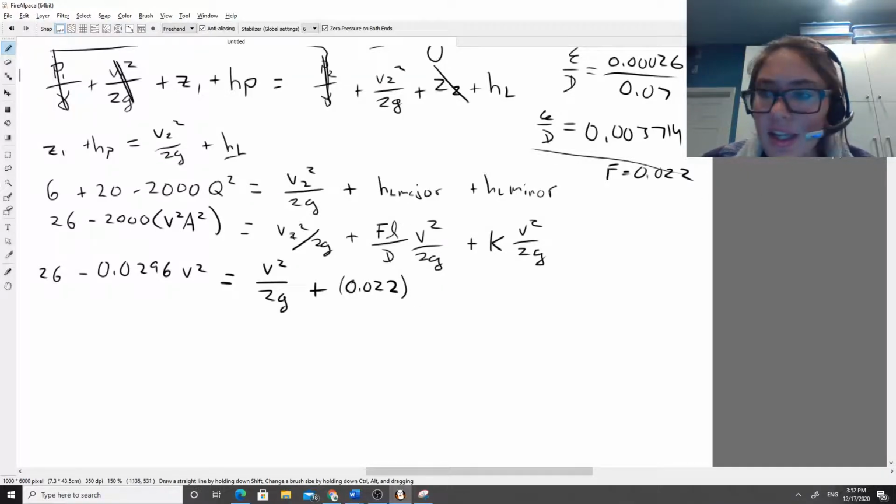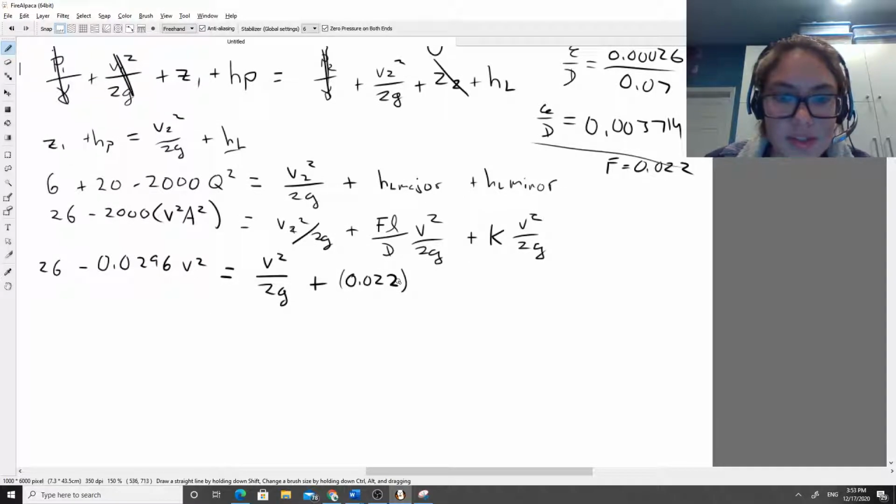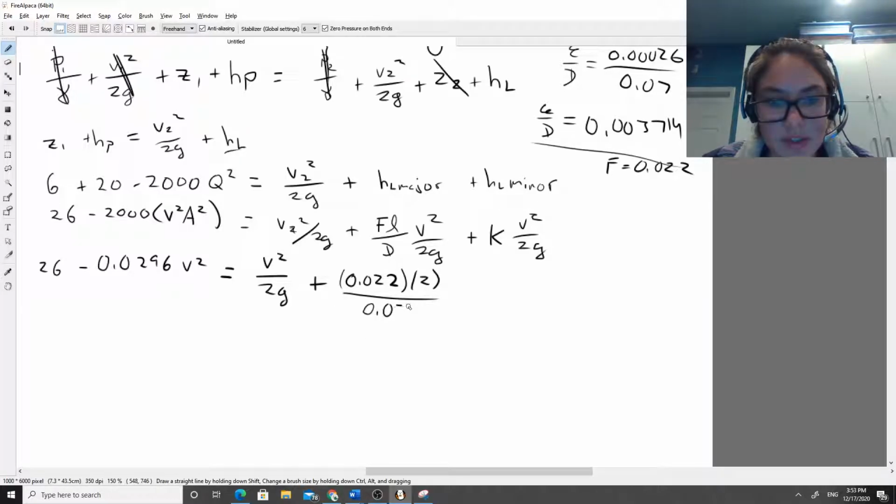Now, what's L? L is just the total length of pipe that we have. That is actually just given to us in the problem statement. We'll just write down 2 meters. That's going to be 2, divided by, again, the diameter of the pipe, which is 0.07. And then that's going to be V squared divided by 2G.